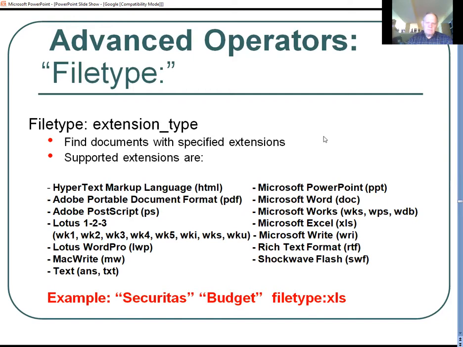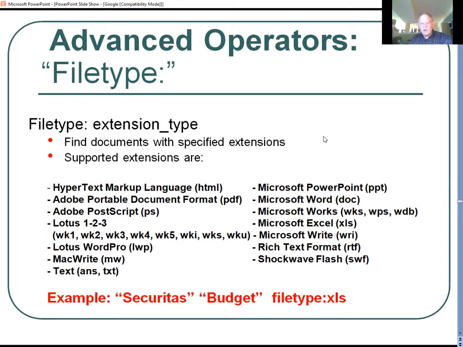This is my favorite that I just absolutely love, filetype. Filetype says only find this kind of file. I use it greatly when I'm looking for financial information. Financial information is probably not going to be a hypertext document. It's not going to be a rich text format. It's going to be an Excel spreadsheet. So I want to use filetype, and my extension would be XLS. An example is at the bottom.